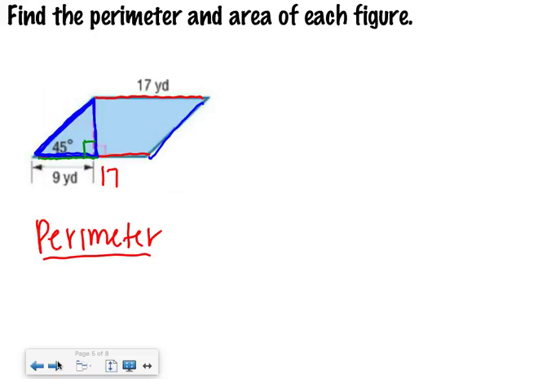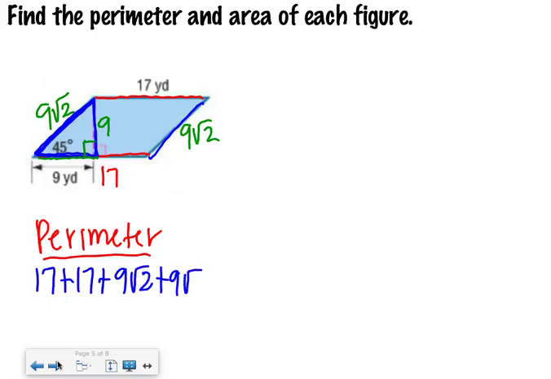So if one leg is 9, I know that this leg is 9, which would make my hypotenuse 9 root 2, which would make this guy 9 root 2. So now, if we were to find the perimeter, I'm going to add up all my sides. So 17 plus 17 plus 9 root 2 plus 9 root 2.